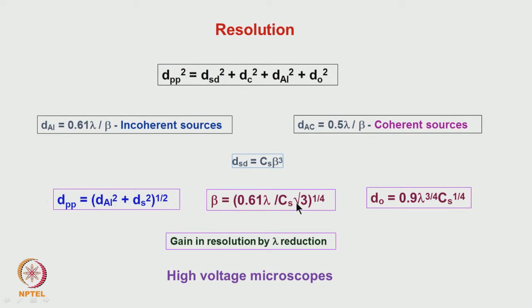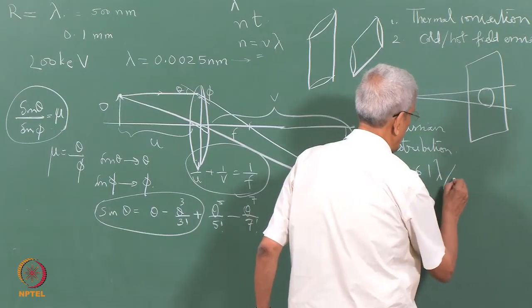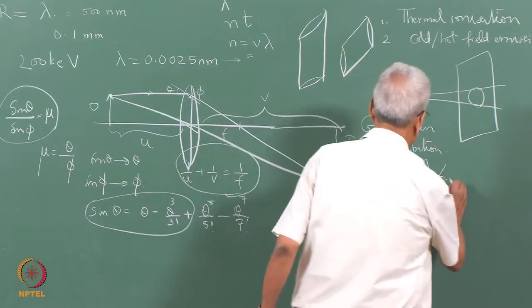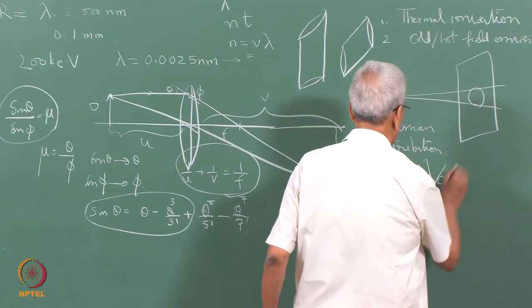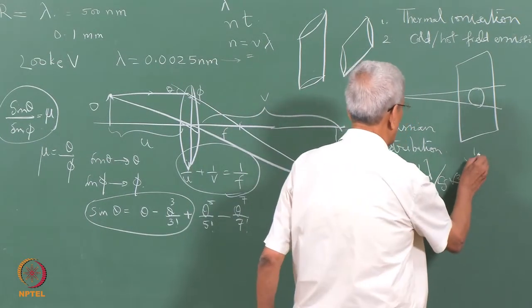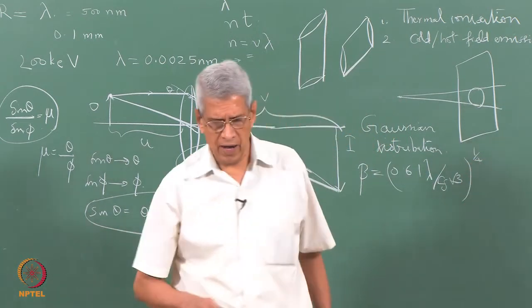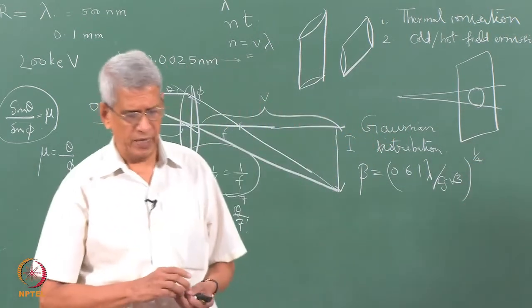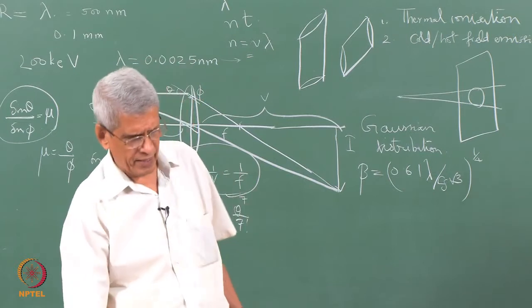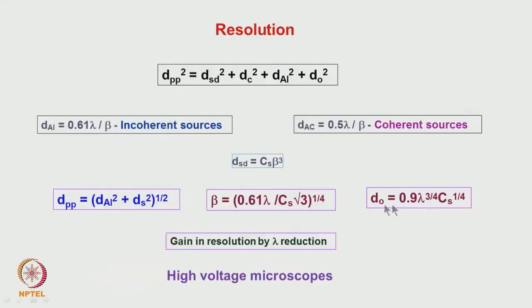If we substitute these values and try to optimize it, we will find that the value of beta is 0.61 times lambda by Cs into root 3, the whole to the power of 1 by 4. This is the optimum angle at which we get the best resolution.